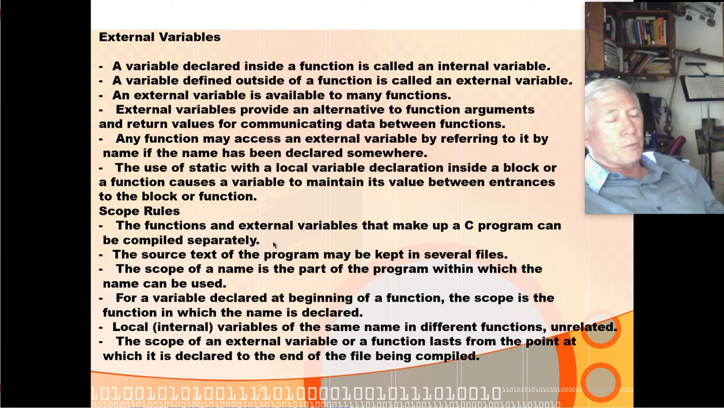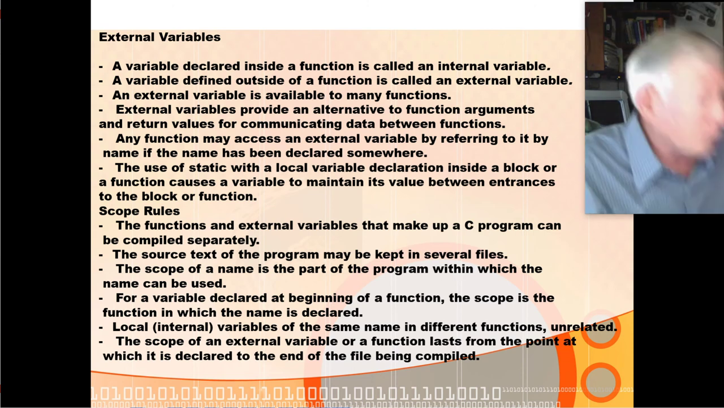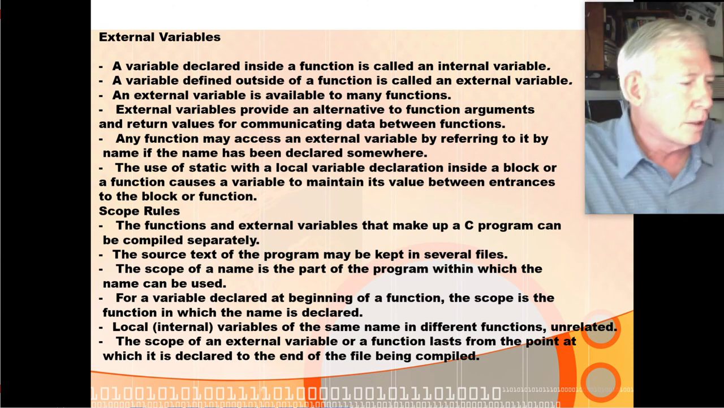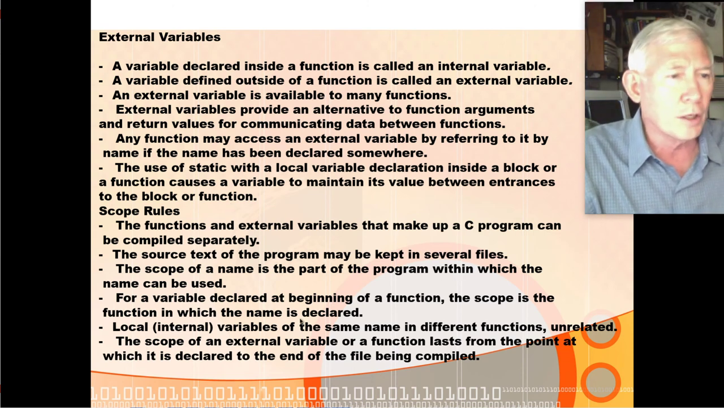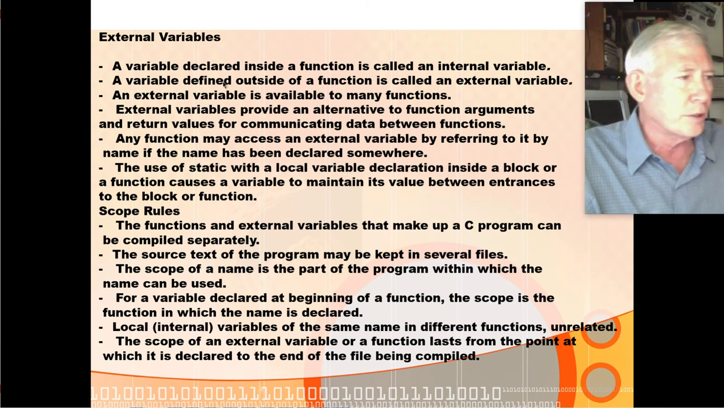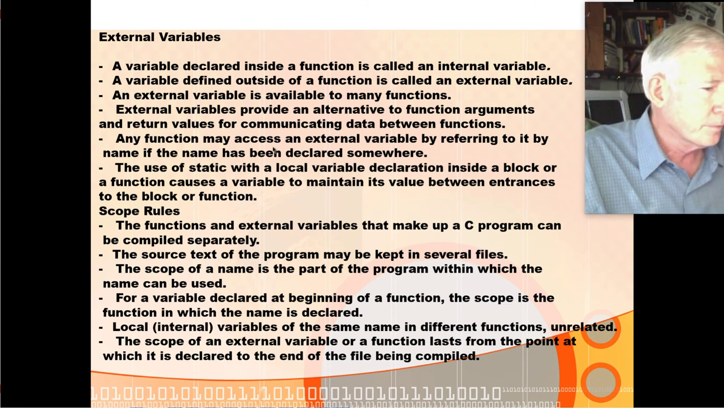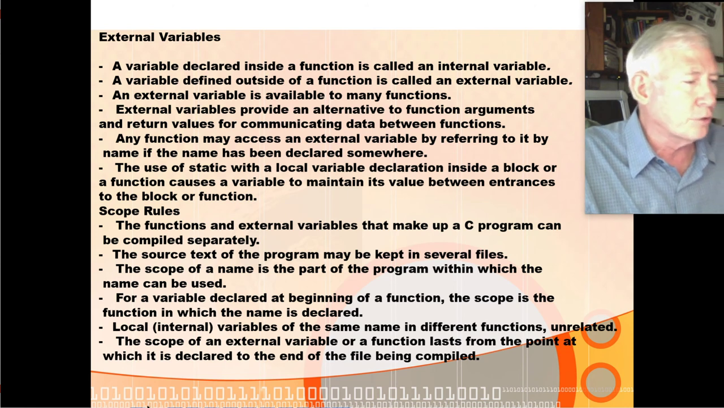So you can definitely have your source in multiple different files. The scope of a name can be restricted to just inside of a function, or if you're using an external variable, it can be across your entire program. So you definitely have to pay attention to the scope of variables.